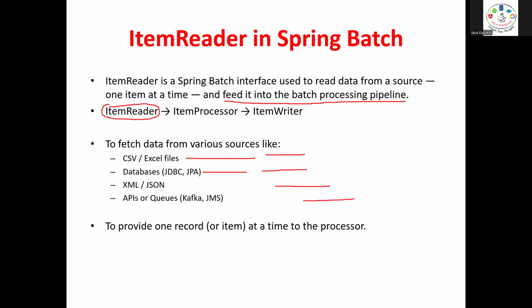Whenever you are reading, for example, you have a CSV file. At a time, I can read only one record from the file, and then I will publish it to the item processor. If you have 100 records, it means 100 times your reader, processor, and writer will be executed. And here we follow a chunk-oriented system that we already discussed in the last session when we discussed the step.